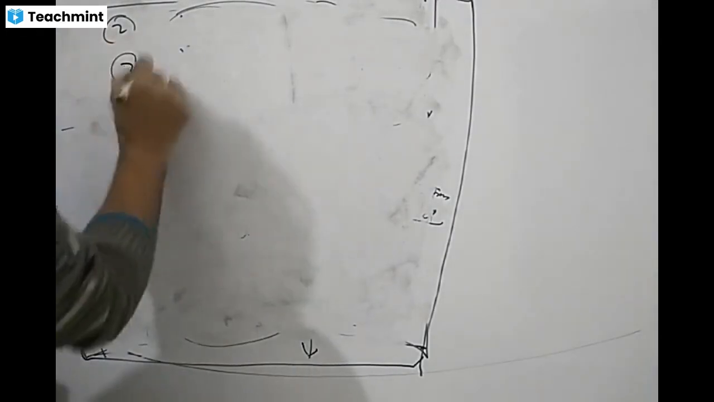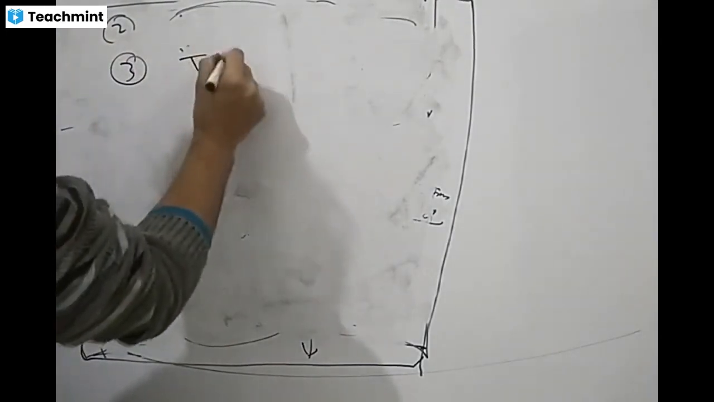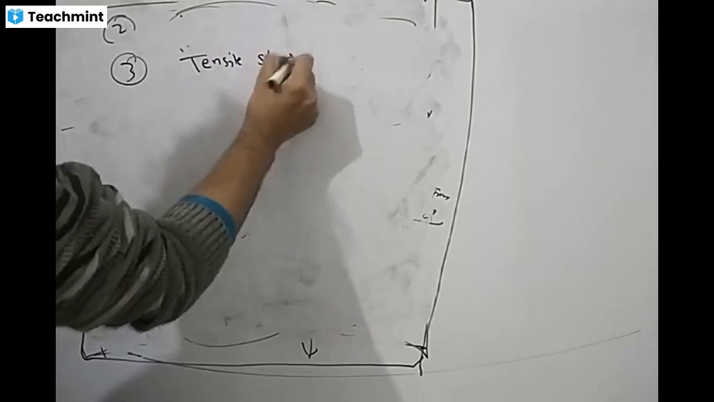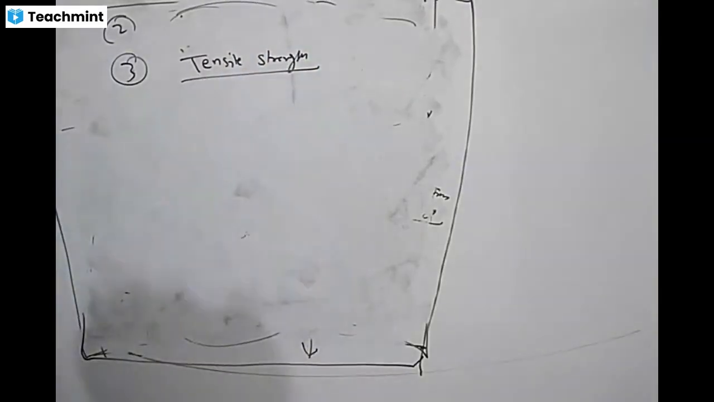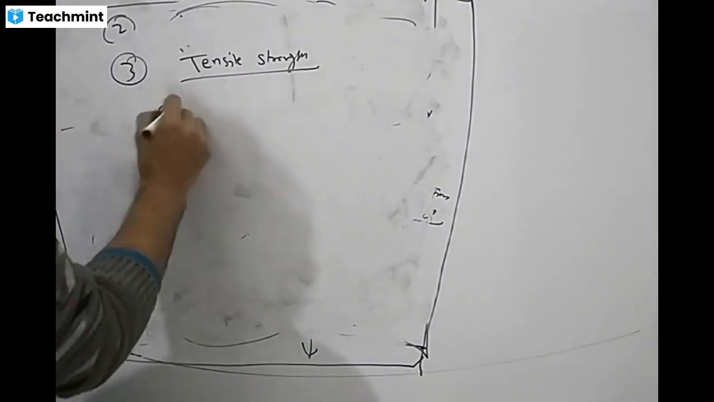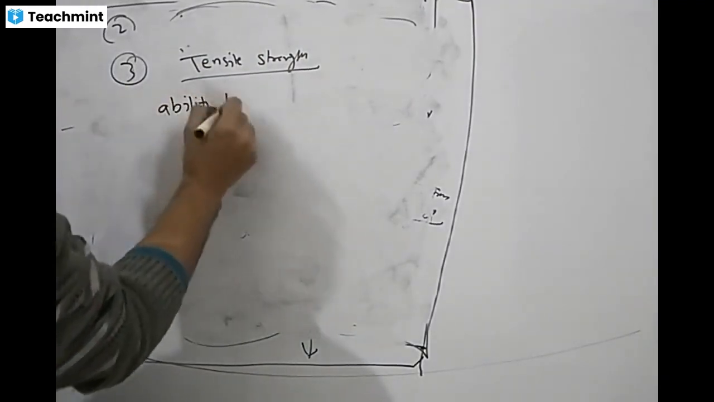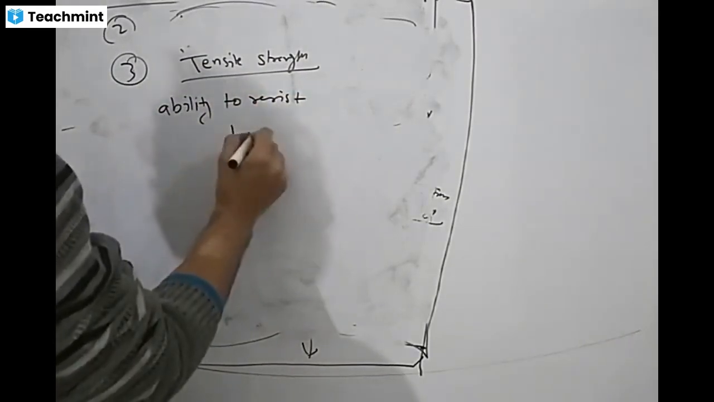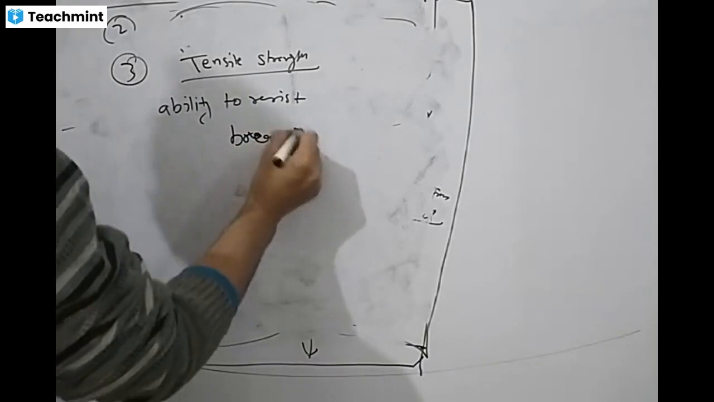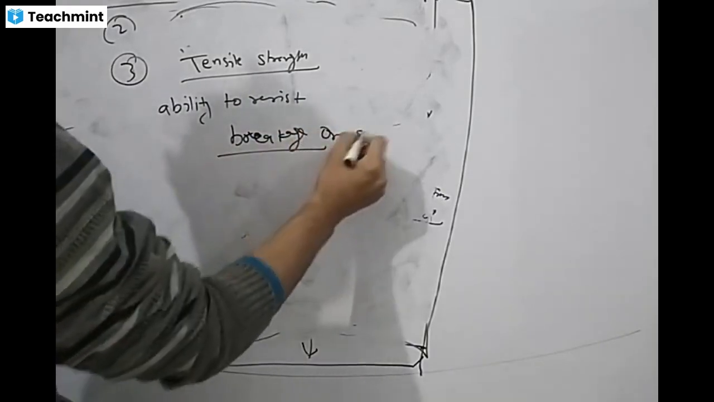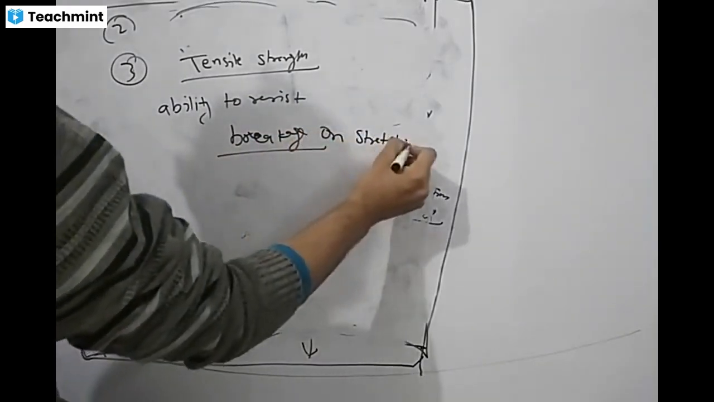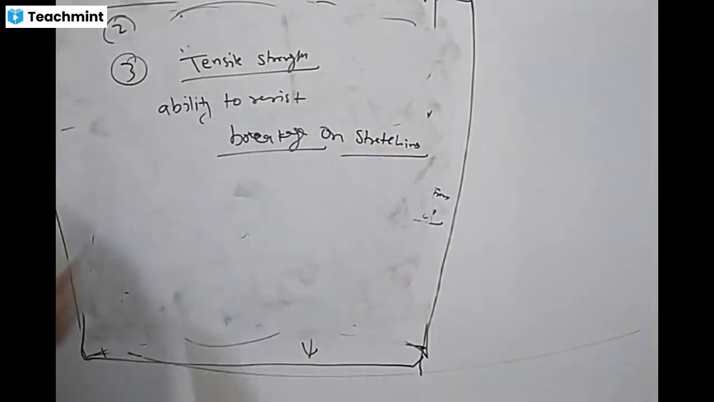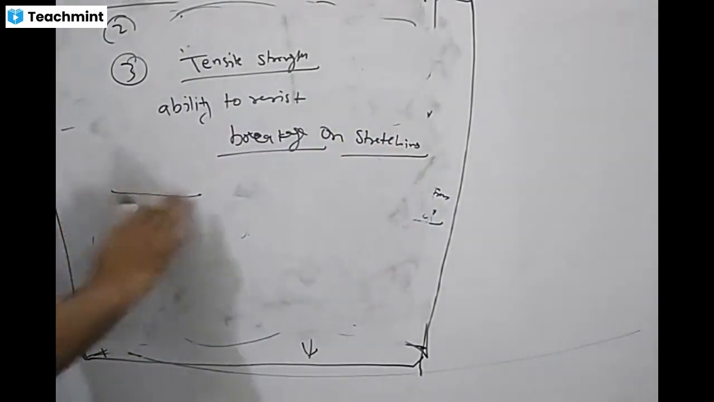The third characteristic is the tensile strength. Tensile strength means the ability to resist breakage or stretching. This is the fiber.